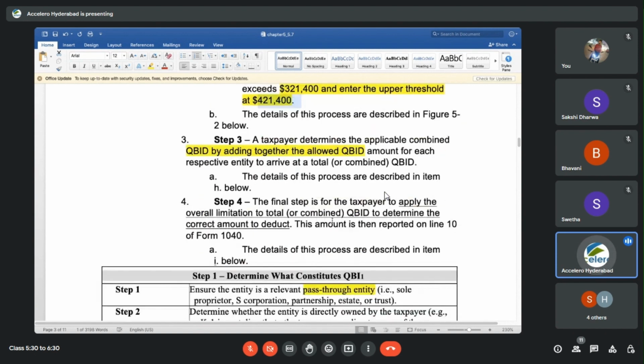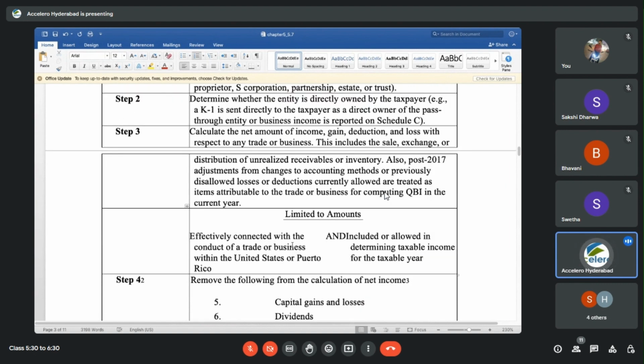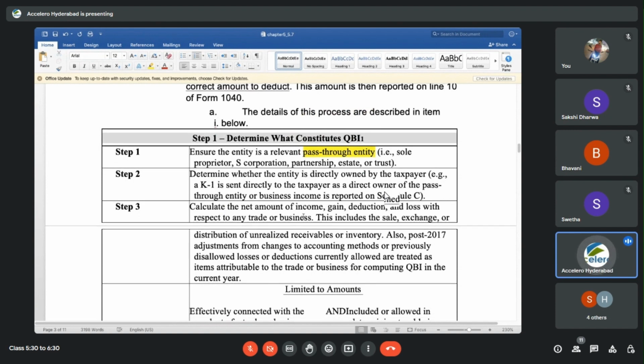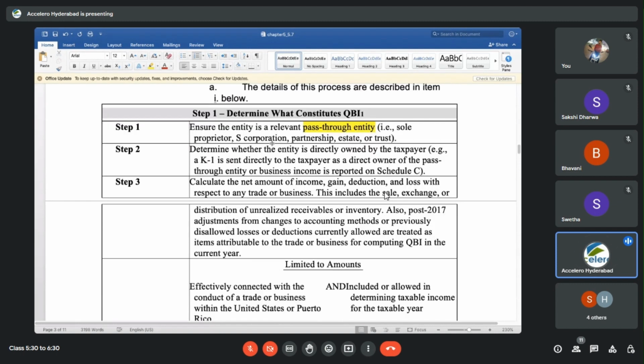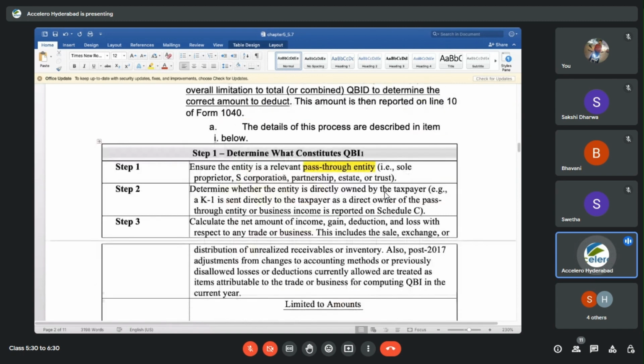Then what we'll do is determine the applicable combined QBID. We'll add up all the QBID, and we'll have to see what is the overall limitation that we can apply. Okay, so these are the 4 steps. What they have done is put all 4 steps in this table. First of all, we have to see what the pass-through entities are. Then step 2 is whether the entity is directly owned by the taxpayer. Yeah, these are different steps.